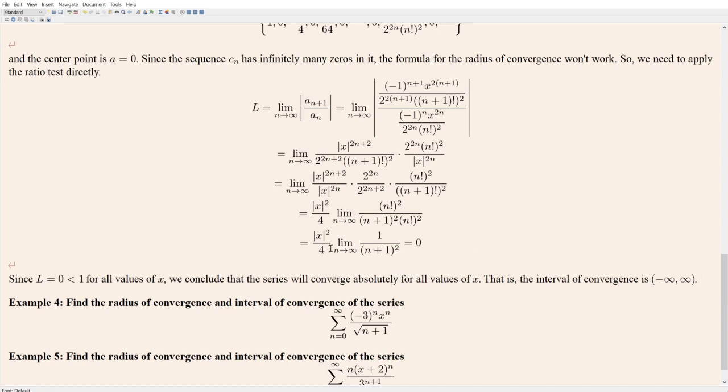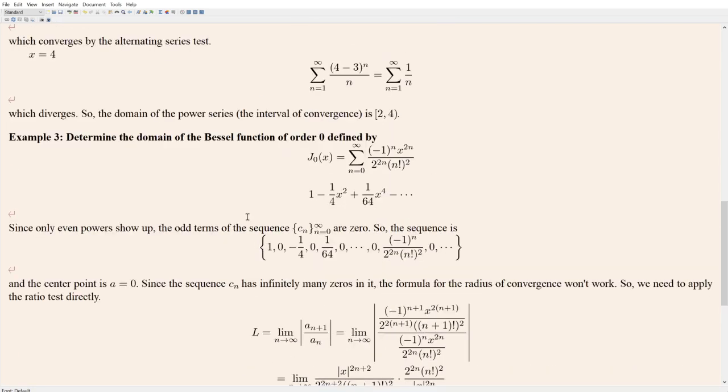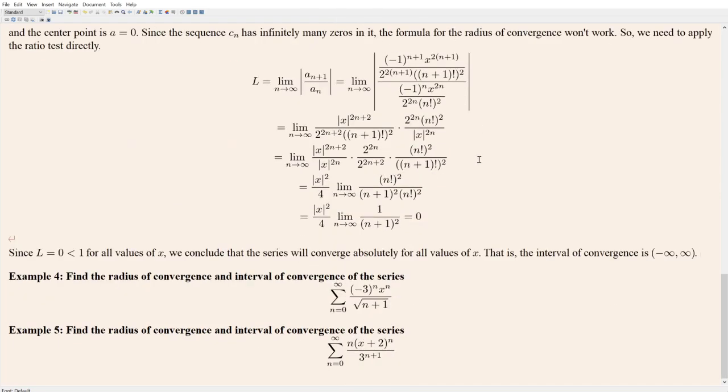Yeah, so that's really the observation. It's that this limit is going to be 0 regardless of the value of x. So that means I can plug in whatever x I want. The series is still going to converge absolutely. So that means the Bessel function is defined on all real numbers. And that's very convenient, since the Bessel function is very useful.